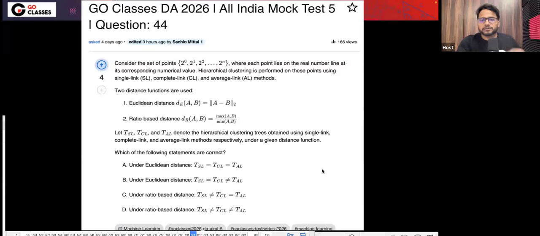Now let's see this question. This was an interesting question. Here in this question, they are saying that you have a set of points, which is 2 power 0, 2 power 1, like that, where each point lies on the real number line at its corresponding numerical value. So the first point is 2 power 0, the second point is like this, right?